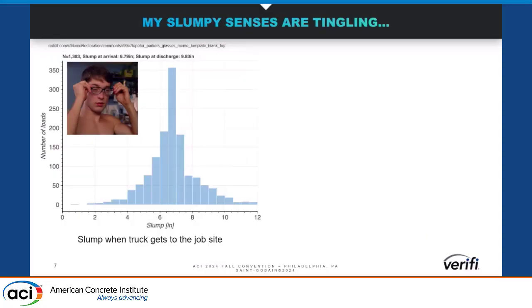So I have some data here. This is over 1,000 loads of concrete. What we're going to do is measure that slump, and I'll tell you how we do that later on. We'll measure the slump right when it gets to the site, as soon as it gets there and you're ready to pour. This is what that distribution looks like. This is for the same mix design and the same contractor. You can already see the range on this is kind of scary. It goes from 2 to 12, and I had to cut off there.